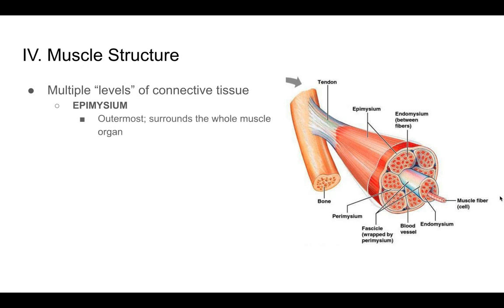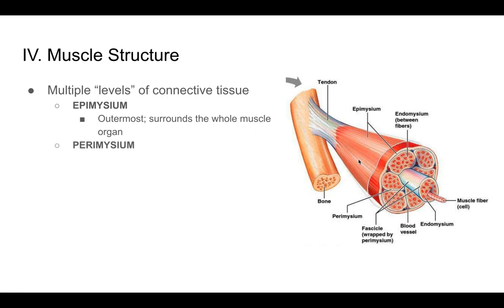The epimysium surrounds the outermost large muscle organ. This kind of clear sheet right here is the epimysium. You should label that on your diagram, as well as writing down the actual notes that are popping up on the screen. So this is the epimysium.